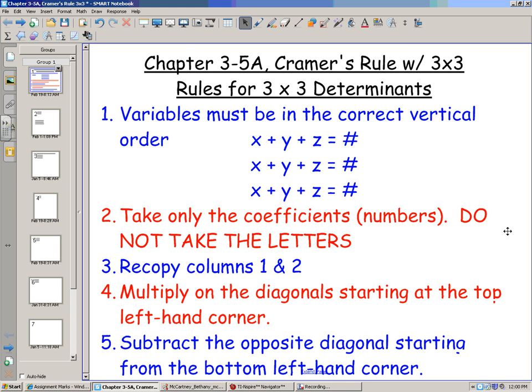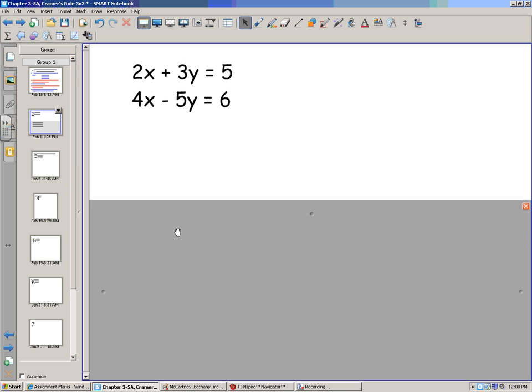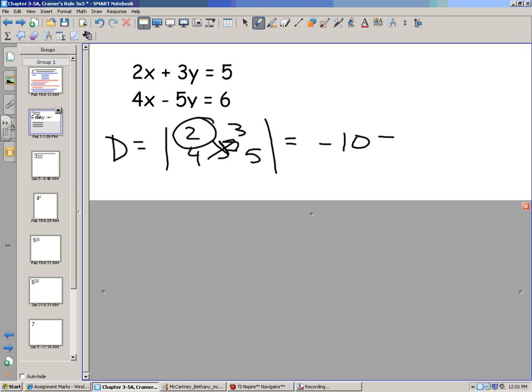Okay, now, I give you this right here. How would you calculate D on that? Just D. What would the determinant D be? 2, 4, 3, negative 5. And how would you calculate that? So negative 10 minus 4 times 3 is 12, right? To get the negative 22. Yes?